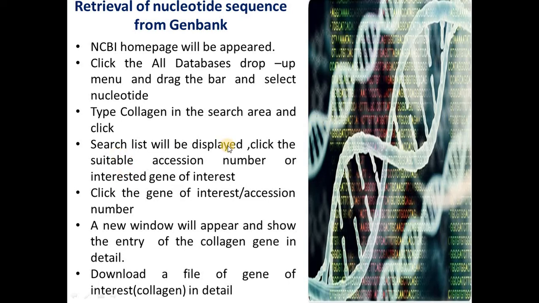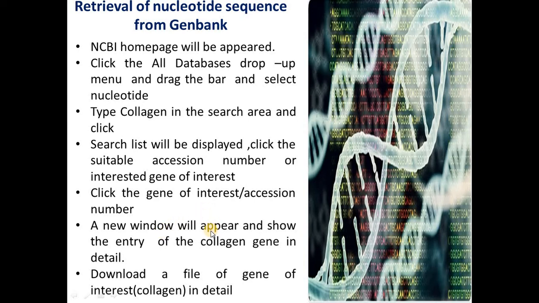The search list will be displayed. Click the suitable accession number for your gene of interest. In the search list there are a number of collagens from different types of organisms. So we have to choose which collagen gene we want, from which organism. Click the gene of interest and its accession number.